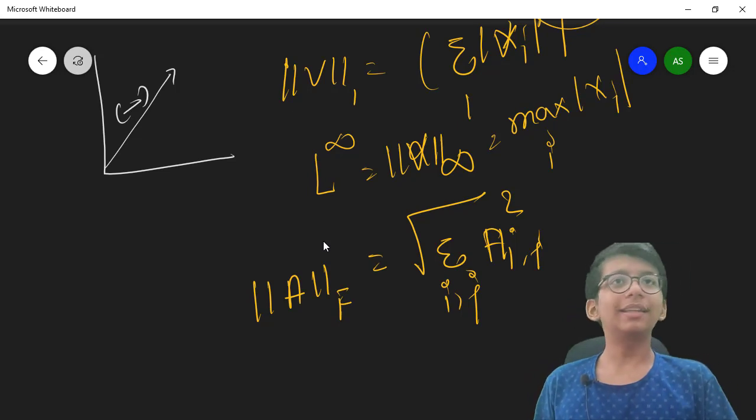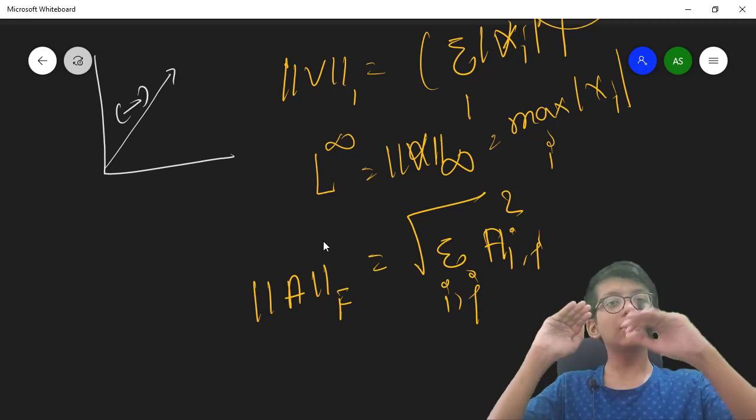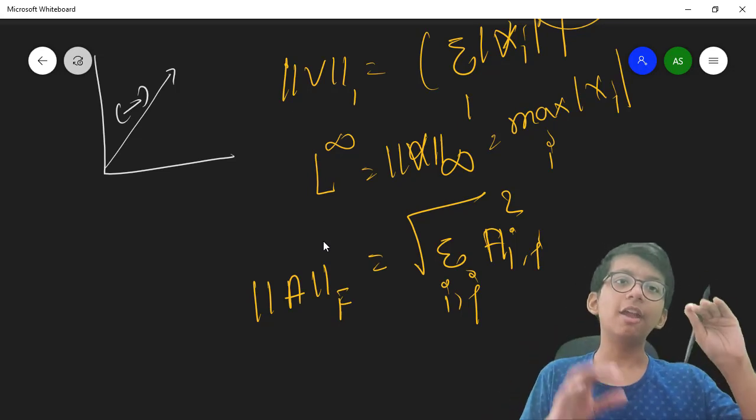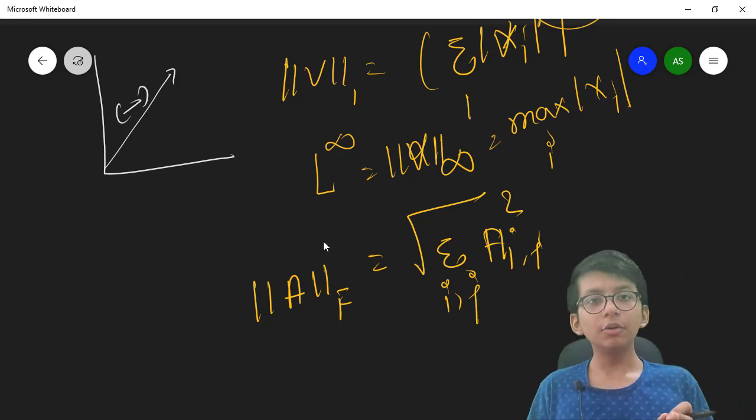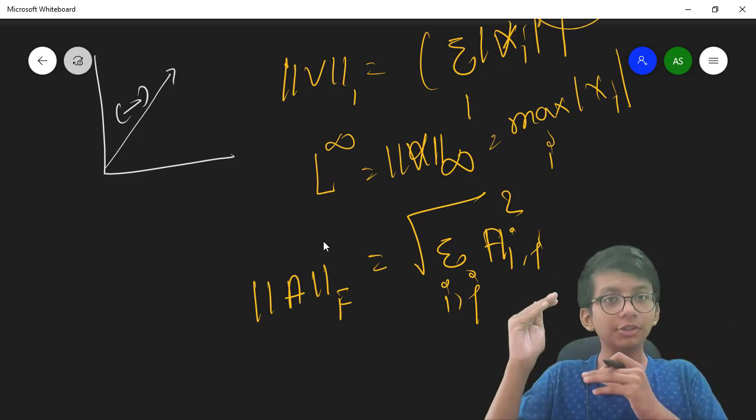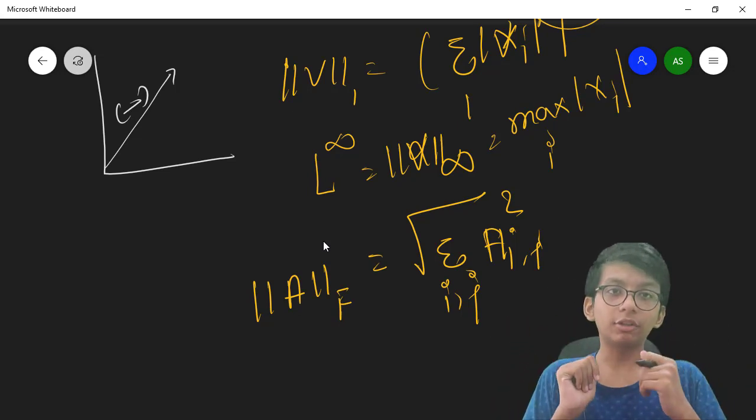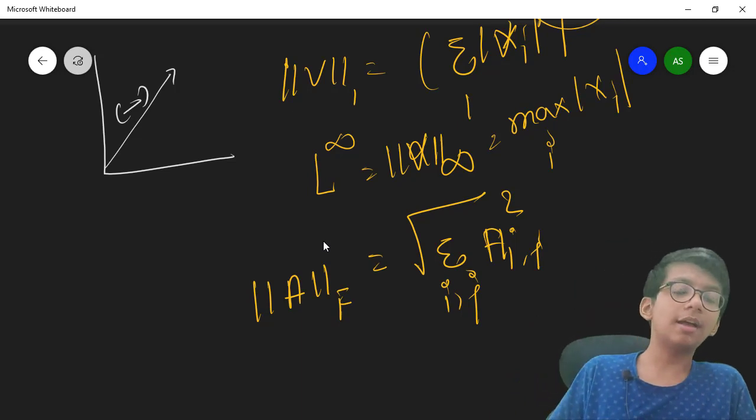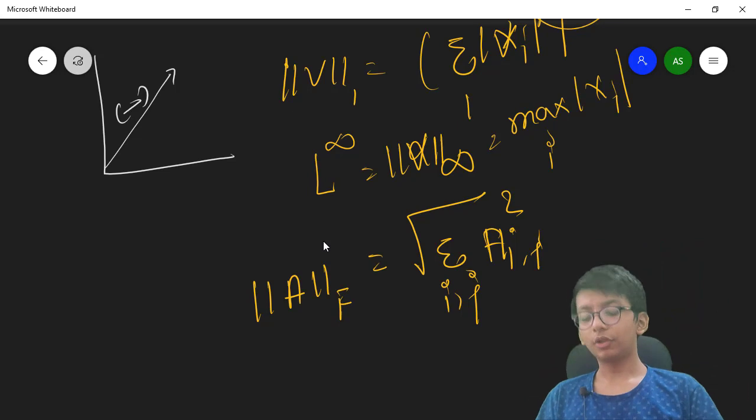Okay, so let's recall what the norms are. For taking out the length of a vector or the size of the vector, we have norms. We have L1 norm, L2 norm, max norm, and Frobenius norm. The first three norms are used to measure the length of a vector. The Frobenius norm is used to measure the length of a matrix.